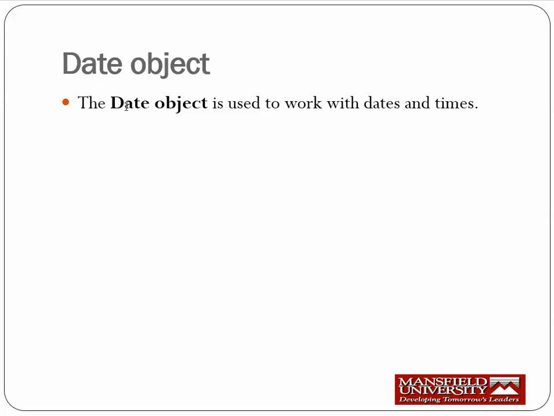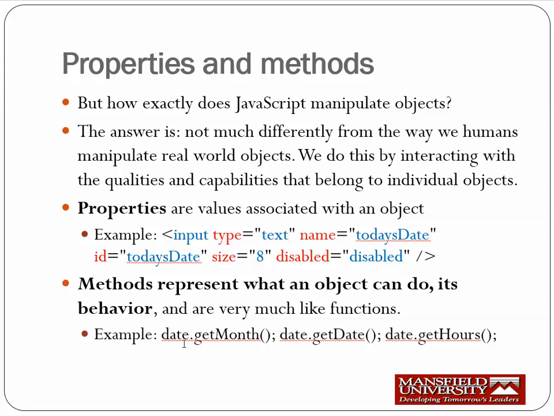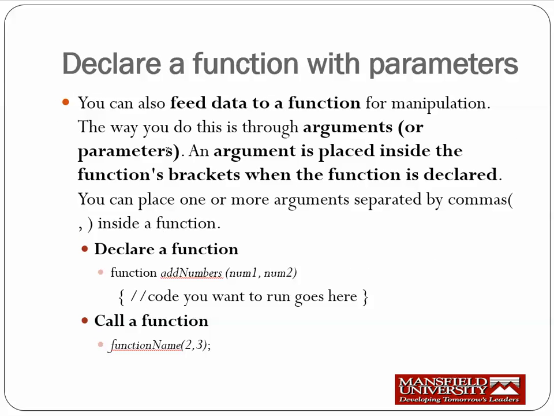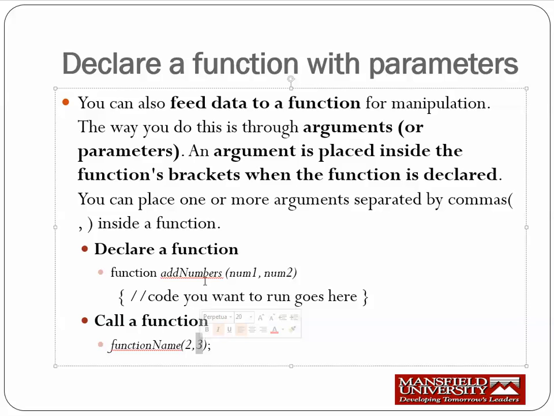We use a date object to get the date and the time. Then we talk about the method. The method is included inside the object. Because the date is an object, we use the method getMonth to get the month from this object, get the day from the object, get the hours from the object. The same idea. We can also call a function with parameters. For example, we can call the function in this way. We include two values. Those two values can be used inside the coding.